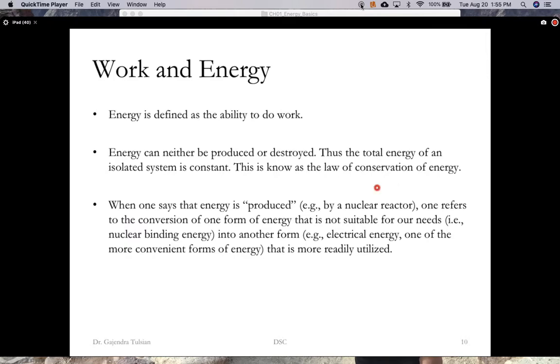So that's what a nuclear power plant is doing. It's converting nuclear energy into electrical energy. We're not creating or destroying energy. Energy cannot be produced or destroyed. And as we said, electrical energy is the most useful form of energy for us, which we can utilize. We can transport more easily and utilize in factories and stuff like that.